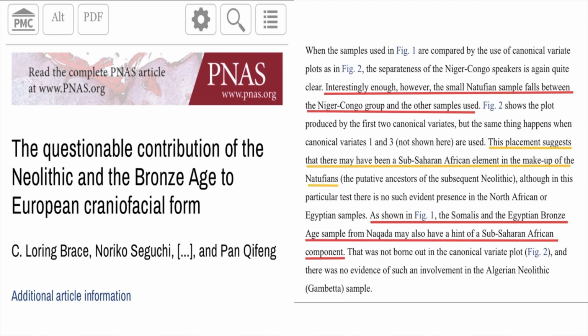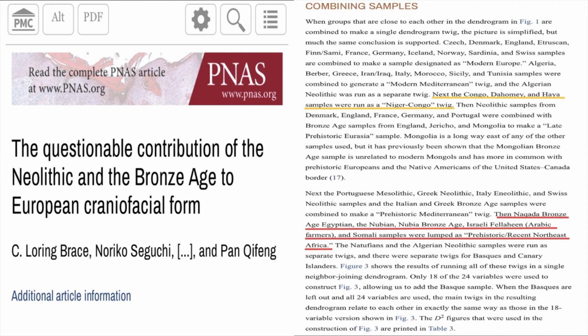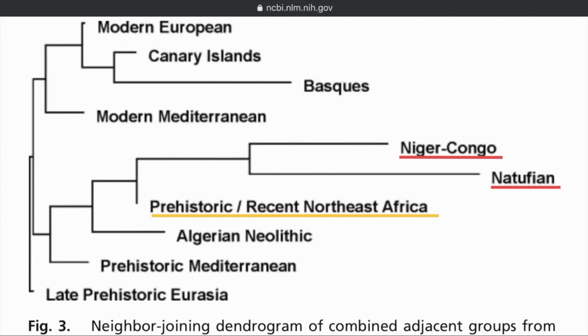As shown in Figure 1, the Somalis and the Egyptian Bronze Age sample from Naqada may also have a hint of a sub-Saharan African component. Next, the Congo, Dahomey, and Hemia samples were run as a Niger-Congo twin. Then Naqada Bronze Age Egyptian, Nubian, Nubia Bronze Age, Israeli Fellahin Arabic farmers, and Somali samples were lumped as prehistoric/recent Northeast Africa.